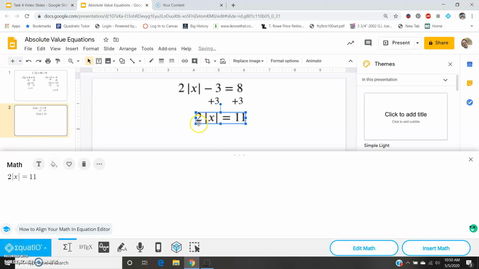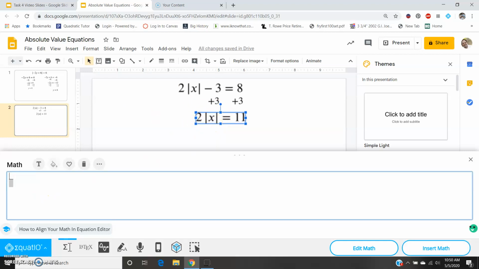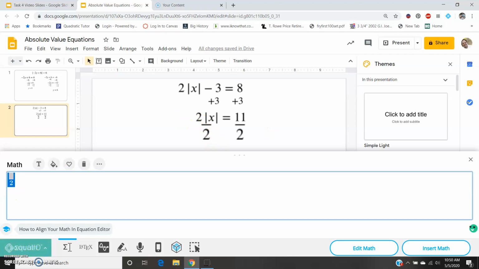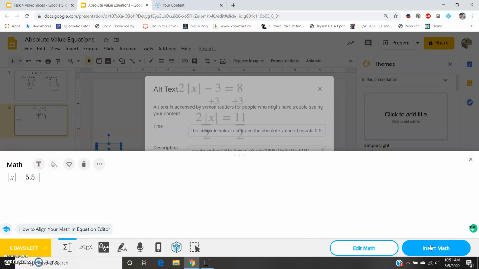Now, again, this isn't isolated, so we still want to divide both sides by 2. And insert. Boom. Control C, Control V. Boom. That cancels out, and we're left with, I'm going to show the step. Whoops. First, I have to get rid of all the old stuff. Equals 5.5. That's what I mean. So we're essentially done with this problem. We just have to show the two answers.